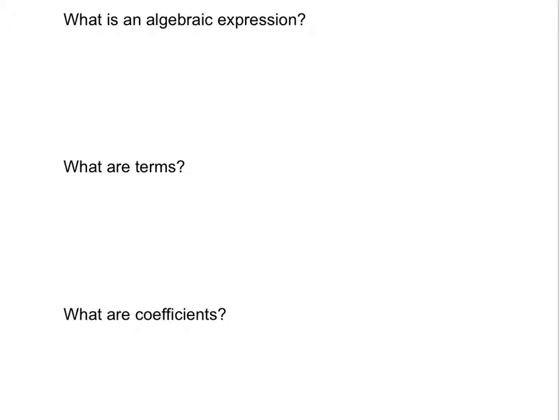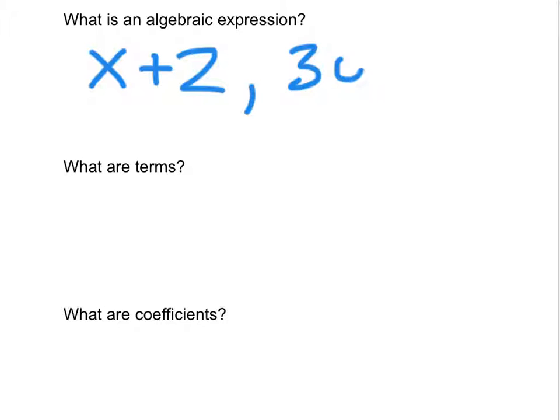An algebraic expression is a mathematical sentence which involves letters. So for example, if I put x plus 2, that's an algebraic expression. 3y minus z, that's an algebraic expression. Okay, so there's no equal sign. If it was x plus 2 equals 0, that wouldn't be an expression, that would be an equation. So it's just an expression, it's just a sentence.